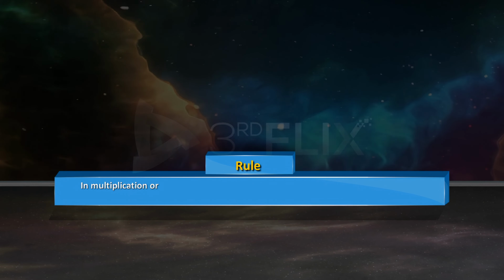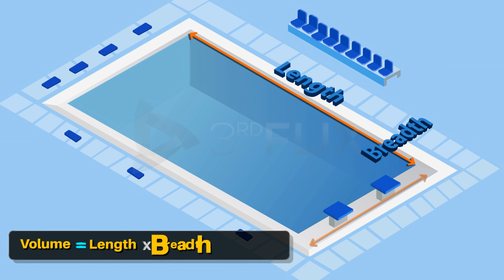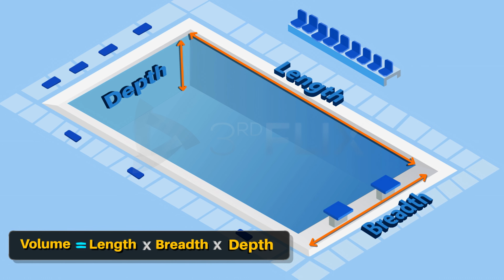In multiplication or division, the final result should retain as many significant figures as there are in the original number with the least significant figures. For instance, maximum amount of water that can be stored in a swimming pool can be found out by calculating its total volume, which equals the product of its length, breadth, and depth.